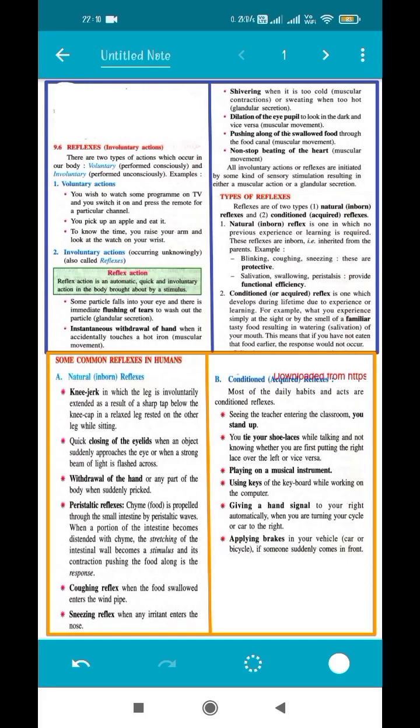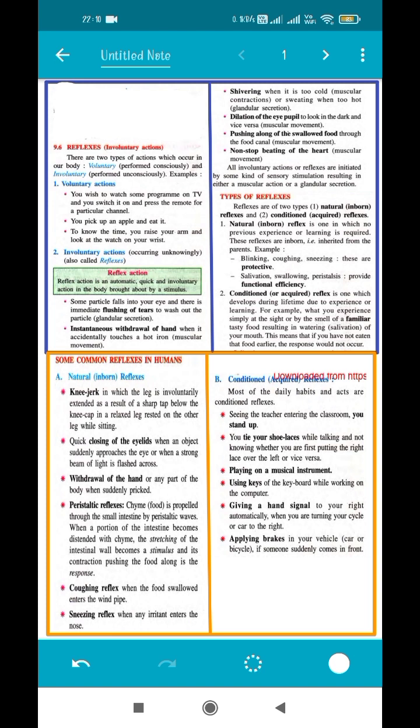So our next topic is the different types of reflexes and how the entire reflex arc happens in humans. So what are reflexes? Reflexes are involuntary actions which happen in our body without our involvement. So we are going to learn about it in detail.